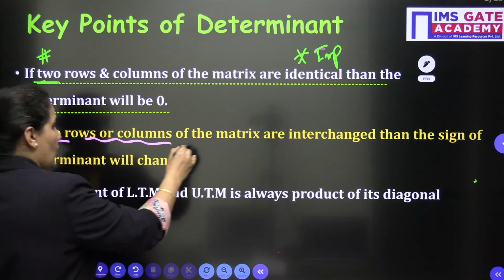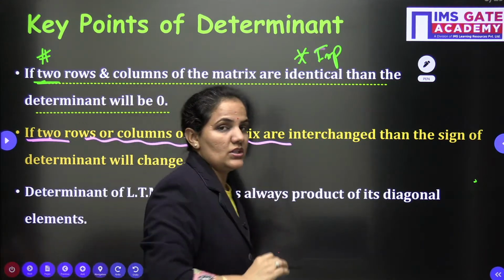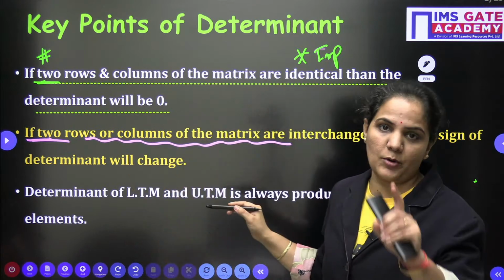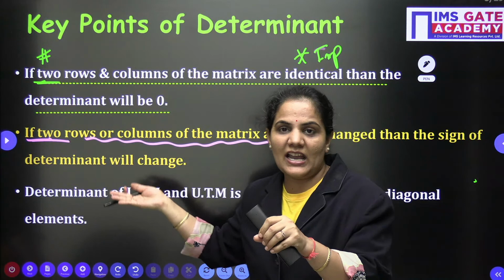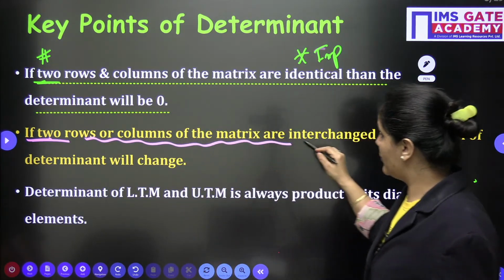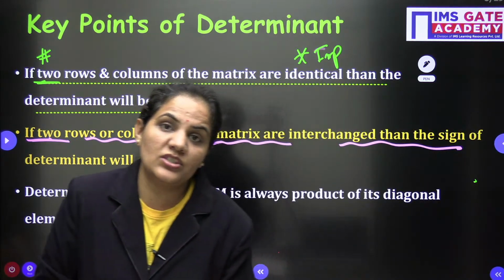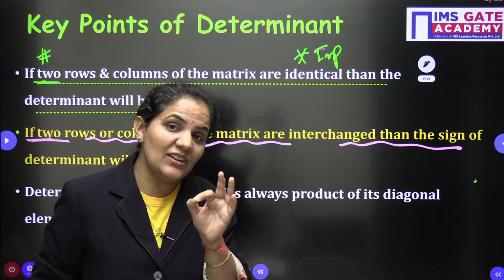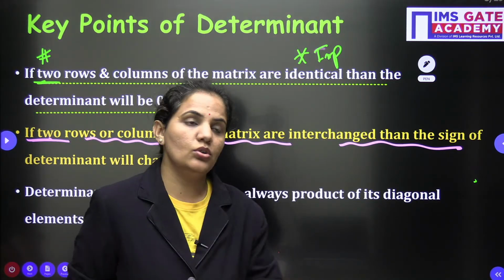If 2 rows or columns of the matrix are interchanged, we are having a GATE question also based on each and every property of determinant. So you should not miss the properties, because directly after that I will come to the GATE question also. If 2 rows or columns of the matrix are interchanged, then the sign of the determinant will change. Only the sign will change. The numerical value remains unchanged. You should know about this one.